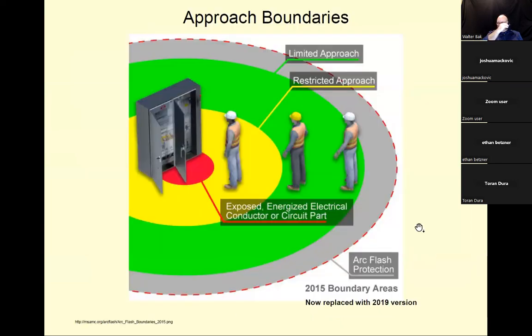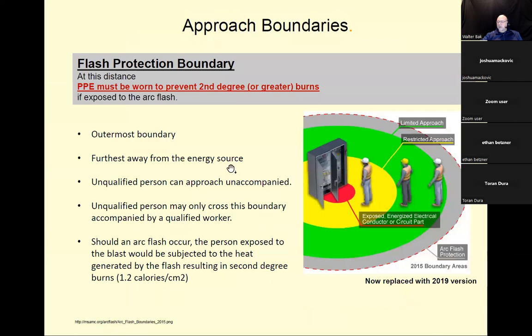Now, right off the bat, I'm going to tell you this, because some people might ask, what are the distances here? Well, the distances may vary from one situation to another, depending on the severity of the energy delivered under a total short. So the distances could be different from one situation to another. So here's the flash protection, at this distance, and that's from the 2015.